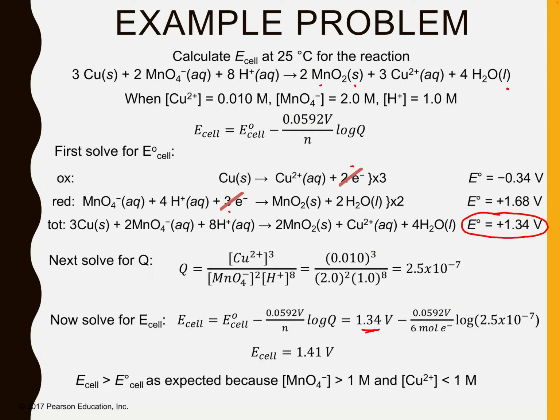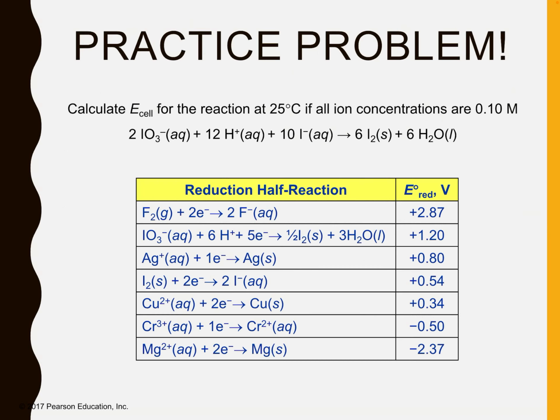Okay, just like we expected, E of the cell is going to be greater than E naught of the cell because our permanganate ion is larger than 1 molar and our copper ion is smaller. So that's what we were talking about before with the products over reactants. Here we have a lot of reactants, which will make our Q value small. So when we take the log of that, it's making a negative number. So when we add it together, we're getting larger than our E naught of the cell.